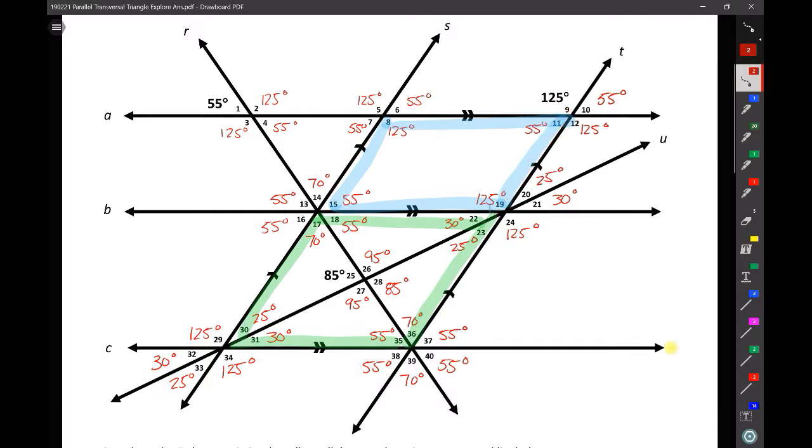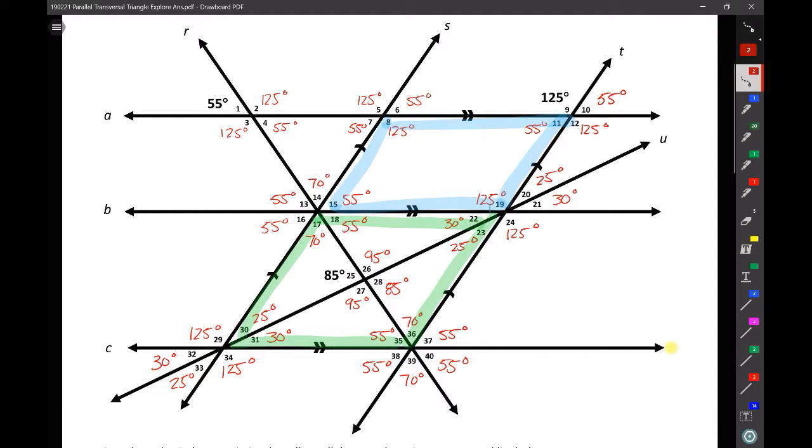Now, if they weren't marked, but we did know some of this information, we could use the converse of our angle relationships to figure out that lines are parallel and sides are parallel. And that might be something that you have to do in a proof. Like, for example, we see that angle 7 and angle 11 are corresponding angles for these 2 lines right here. So if we wanted to prove that this side of the parallelogram was actually parallel to the other side, we could say, well, based on the fact that we have corresponding angles that are congruent, that only happens when we have parallel lines.